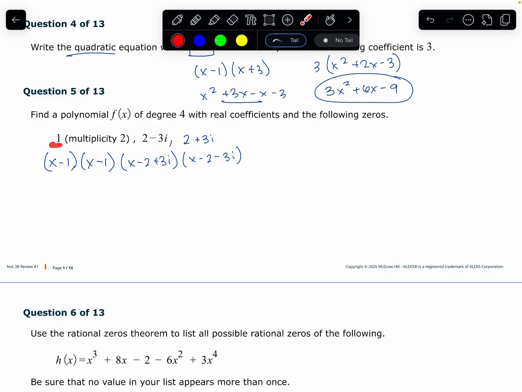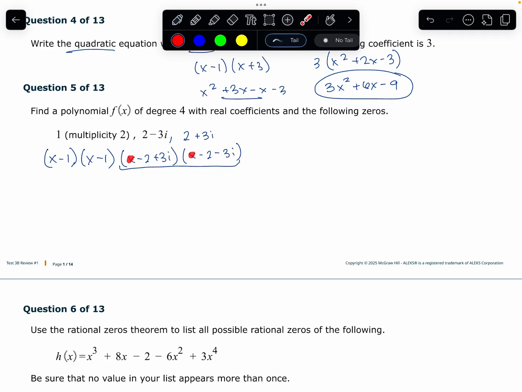So like this is positive 1, so x minus 1. And then this is 2 minus 3i, so it's x minus 2 plus 3i. This is 2 plus 3i, so x minus 2 minus 3i. Okay, now another thing to note is that you need to multiply these first. We don't want any imaginary or complex values or expressions whenever we find the polynomial. So the way to make sure that happens is to multiply this first. And if you do it correctly, there should be no imaginary units. So I'll show you how you can do that.